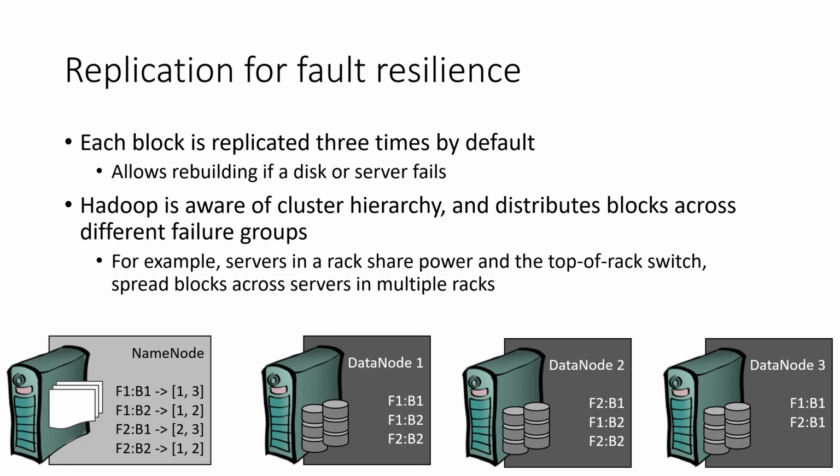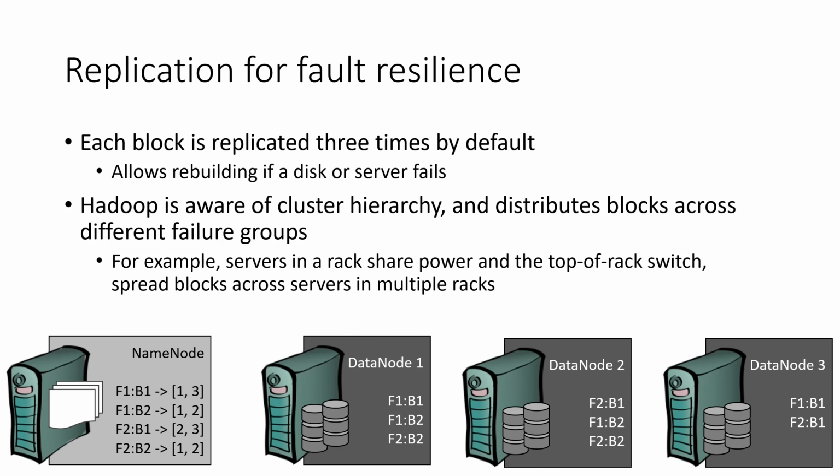Hadoop knows about cluster hierarchy, so it knows on which rack each server is located. It uses this information to distribute file blocks across different failure groups. Some servers are in the same rack, so they share the power supply and the top of rack switch. If there's a power outage in a rack or a failure in a top of rack switch, all replicas in that rack will go down. They will be inaccessible. So to avoid these failures impacting HDFS, Hadoop distributes blocks across servers that are in different racks.